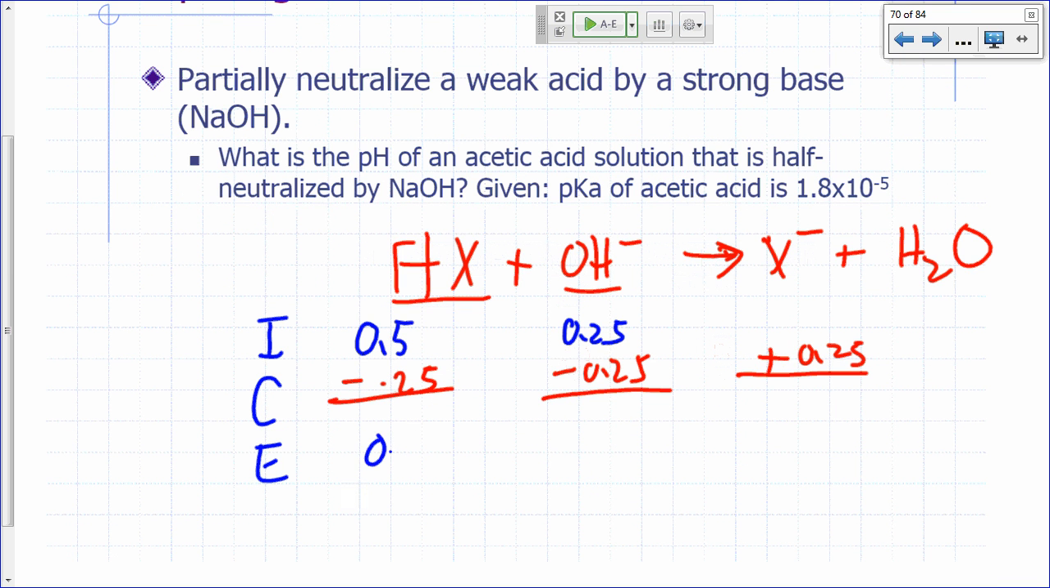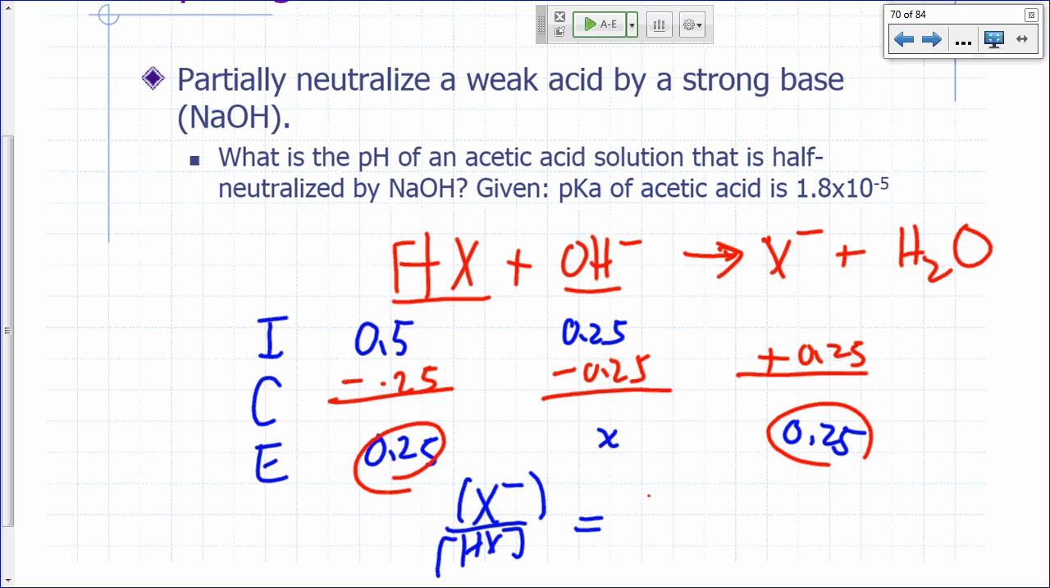You'd end up with 0.25 here, a trace amount here, and you have 0.25 here. Okay, so if it's half neutralized, what's the X minus to HX ratio in this case? If it's half neutralized, 0.25 over 0.25 is equal to 1. Okay, this is the Ka, by the way, not pKa. Make that correction. So what is the pH going to be?